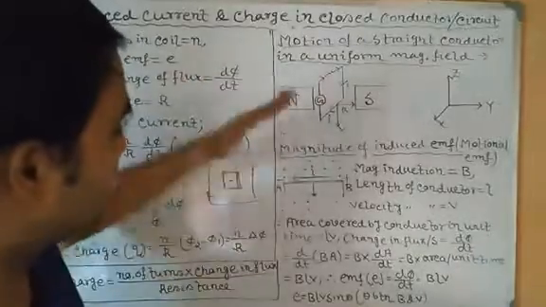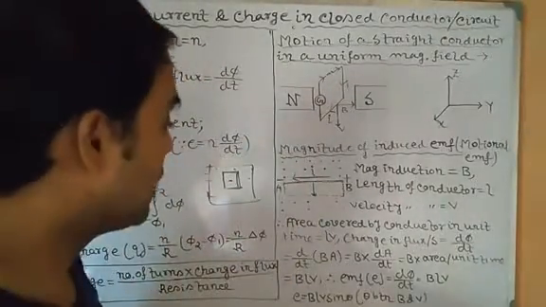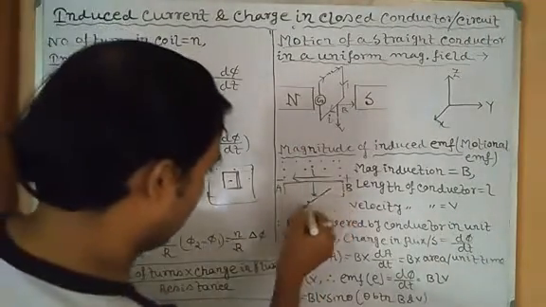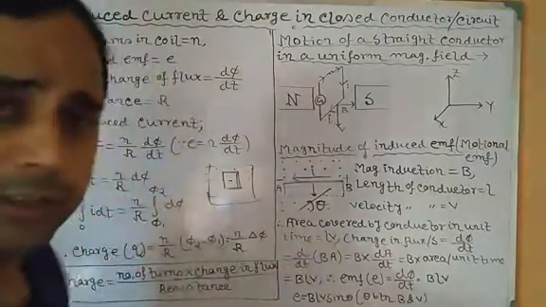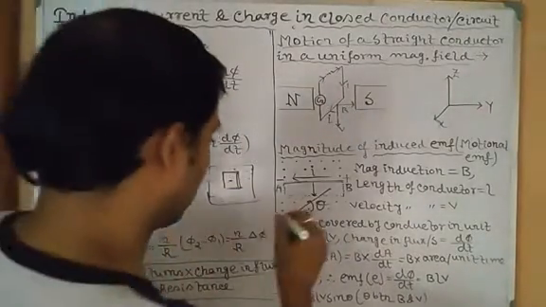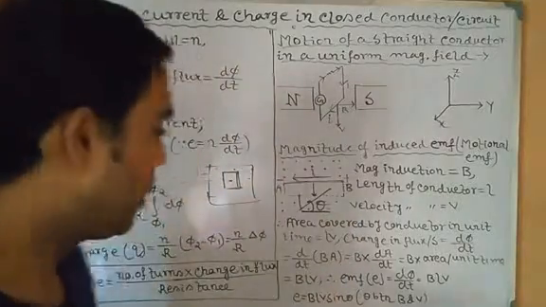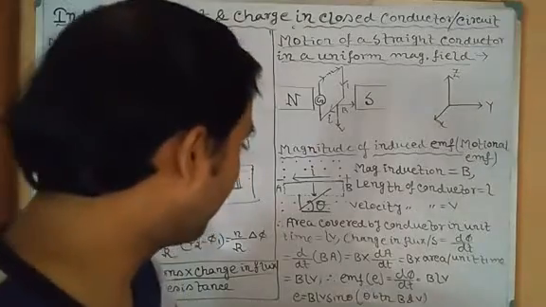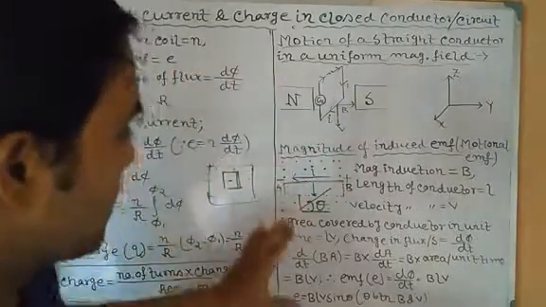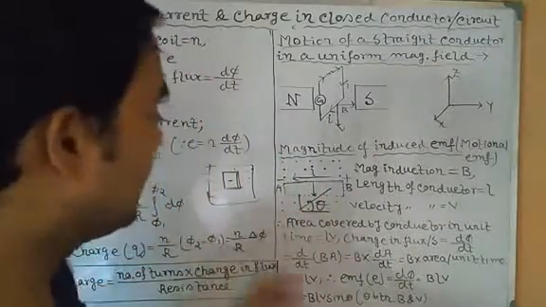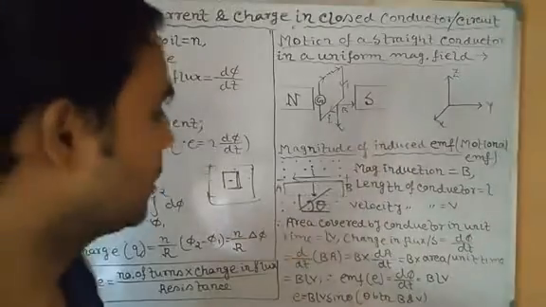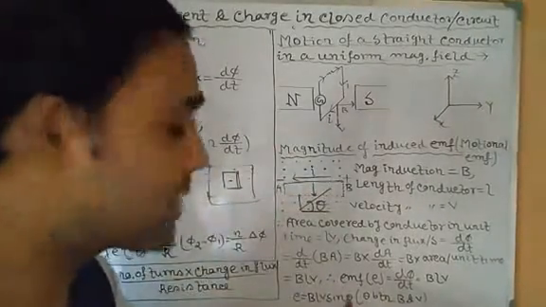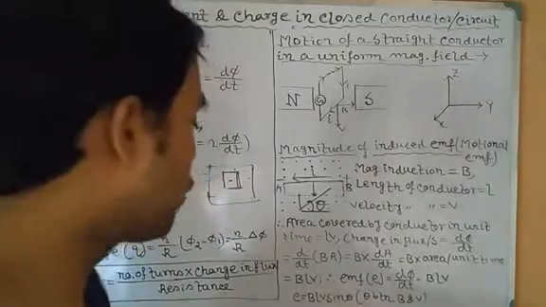Now here the conductor is placed perpendicular to the magnetic field. Now if it is not perpendicular, if it makes some angle theta with the magnetic field, then in that case the horizontal component will be cos theta, whereas the vertical component will be sin theta. So BLV sin theta, where theta is the angle between the magnetic field and the velocity of that conductor. Here, since the conductor is placed perpendicular to the magnetic field, theta is equal to 90 degrees, sin 90 equals 1, so E is equal to BLV.